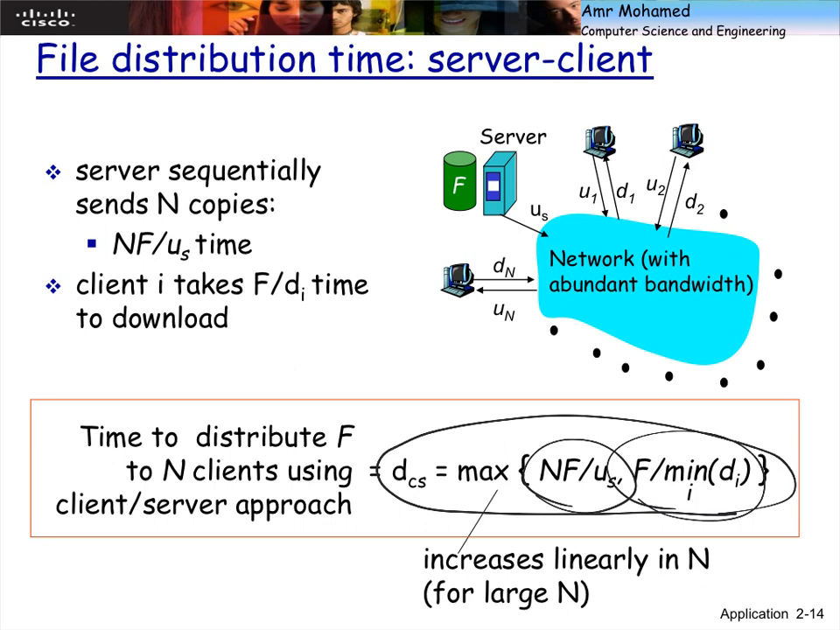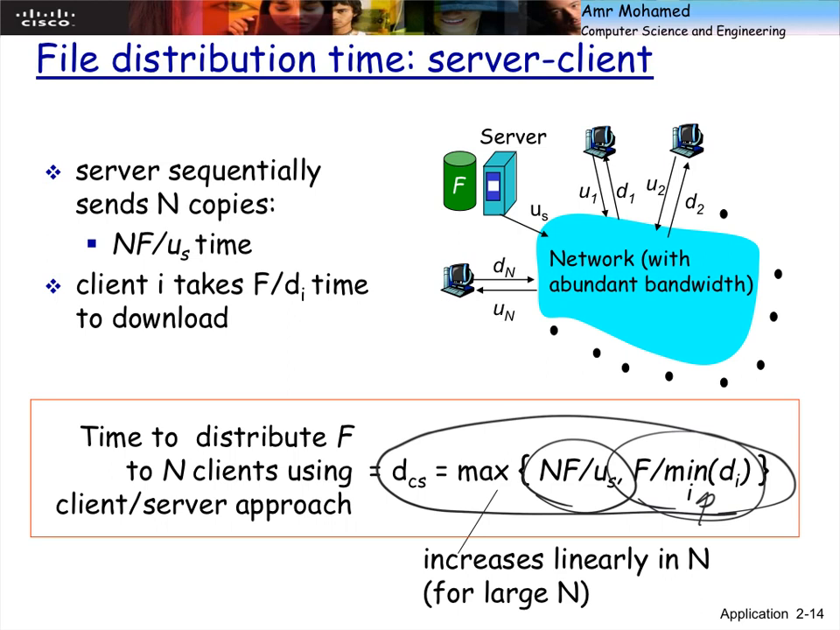If all the DIs are more than US over N, in which case the server can send to all the clients and all the clients will be able to absorb that rate, in which case there's no bottleneck from the client point of view. Okay? Otherwise, if there is a bottleneck, this will be the dominant part. Okay? So this is for the case of client server.